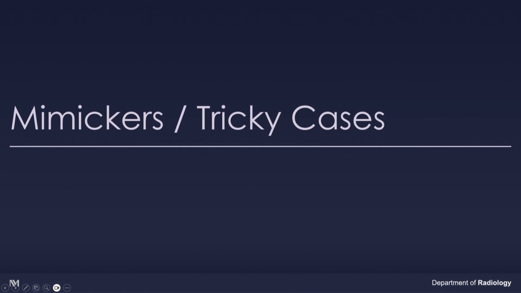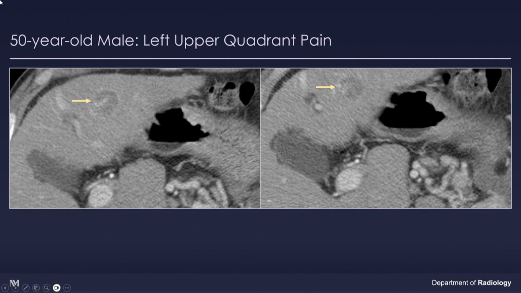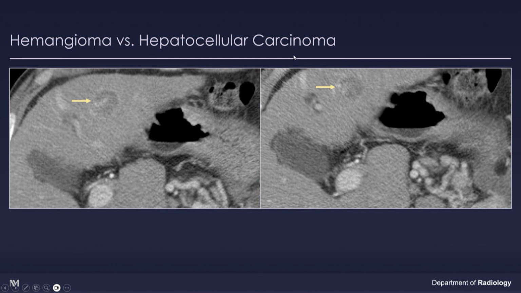This brings me to my favorite part, the mimickers or tricky cases. Question here, is this a 50-year-old male, left upper quadrant pain? We see this lesion. It's got some enhancement. It's peripheral. Question, is this hemangioma? Raise your hand. This is an HCC. Raise your hand. You're not voting.